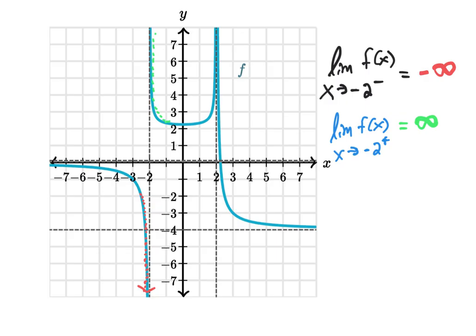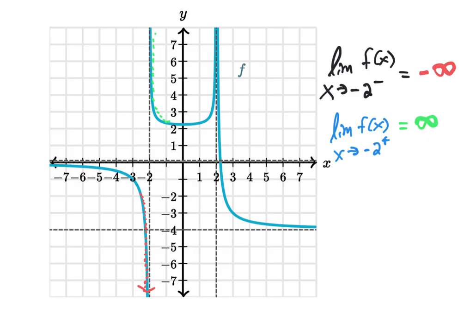Okay. So in those two cases, we see x is going towards a number, but the y value is growing without bound, or it's going up forever or down forever. So we get positive or negative infinity.